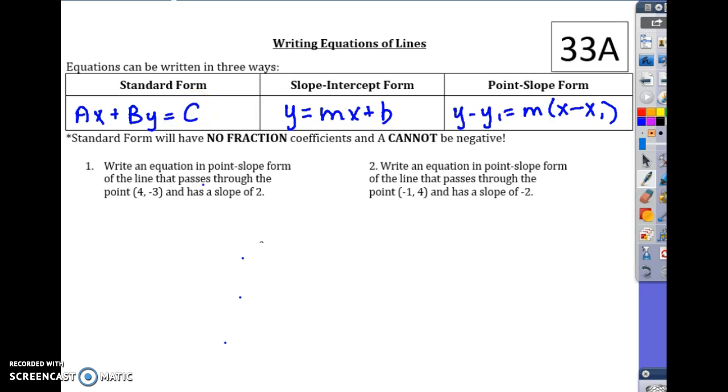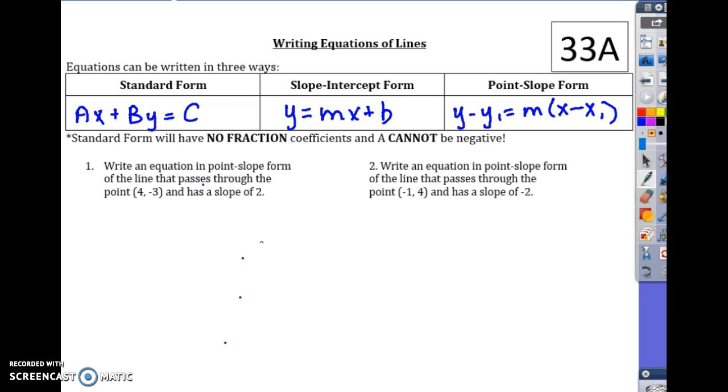Now standard form is not used as much. We do use standard form a lot when we're solving systems of equations. We're going to be doing that later in the year. Standard form is also an easier way to figure out the x and the y intercepts. But for the most part, we typically use slope-intercept form. But I want to expose you to standard form and get you used to using that.